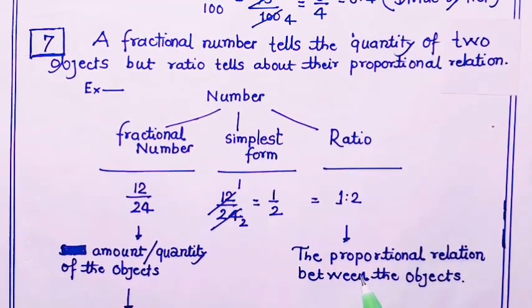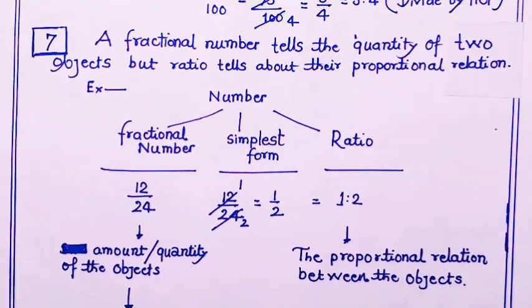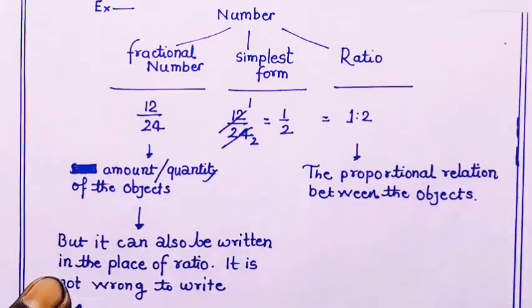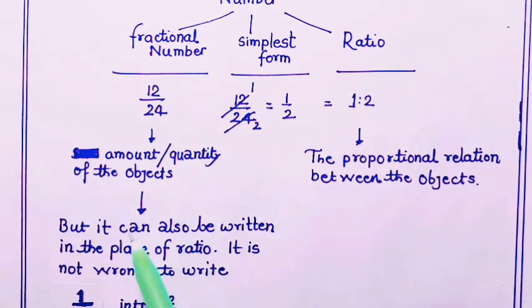It tells about the parts, and 12 by 24 can also be written in the place of ratio. It is not wrong to write 1 by 2 in place of 12 by 24.